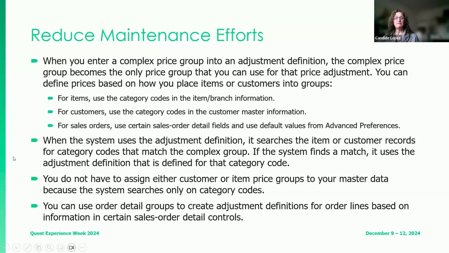When the system uses the adjustment definition, it searches the item or customer records for category codes that match the complex group. It doesn't look at the group that's in the item pricing tab or in the customer pricing tab. It just goes and looks at the category codes that are in the customer master or the item. And if it finds them and can match them to the adjustment detail rules, it will go ahead and apply that adjustment definition. So again, you don't have to assign either the customer or the item price group to your master data because it only searches by category codes. You can use order detail groups to create adjustment definitions for order lines based on information in sales order detail fields. And there are a couple of header fields as well.